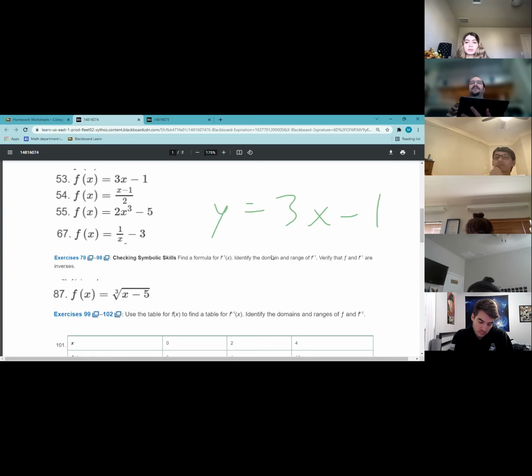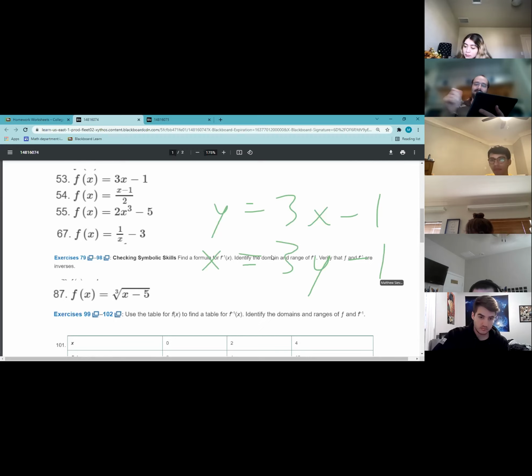Okay, so instead of f of x, I'm just going to write y equals 3x minus 1, just to simplify it out a little bit. And I said something about swap and solve, right? So what am I swapping? You're going to swap out the y and the x, I think. So my y becomes an x. Yeah, there you go. So x equals 3y minus 1.